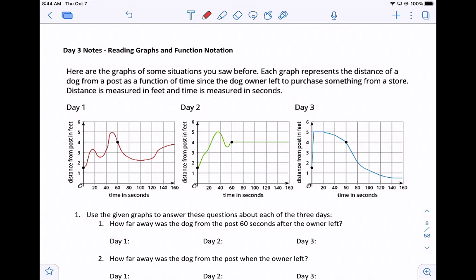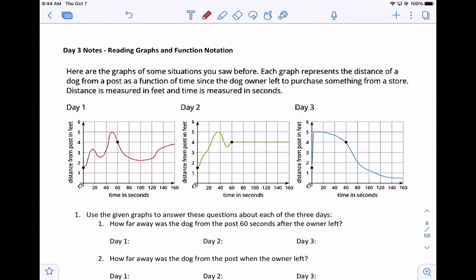Day 3, we're going to look at reading graphs and function notation. Here are the graphs of some situations you saw before. Each graph represents the distance of a dog from a post as a function of some time since the owner left to purchase something from the store. Distance is measured in feet and time is measured in seconds. So let's see if we can read our graphs of the functions.